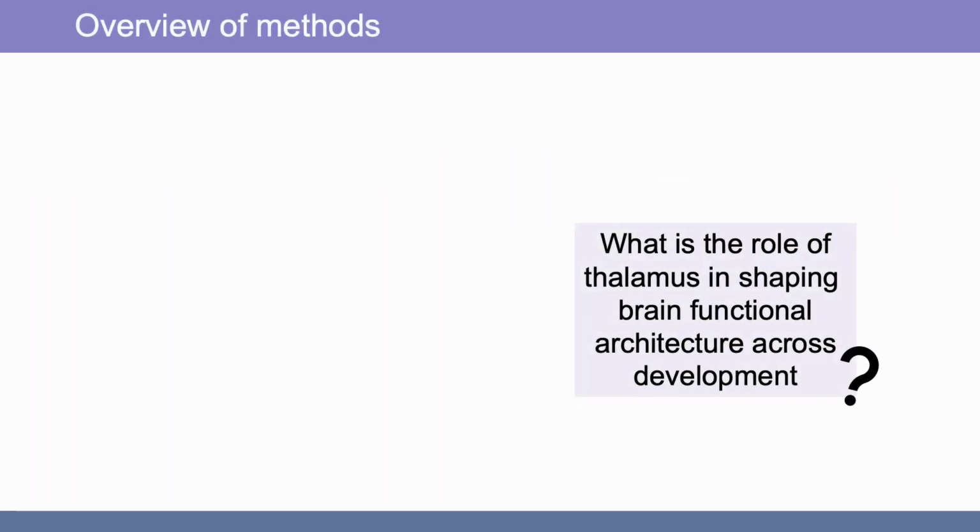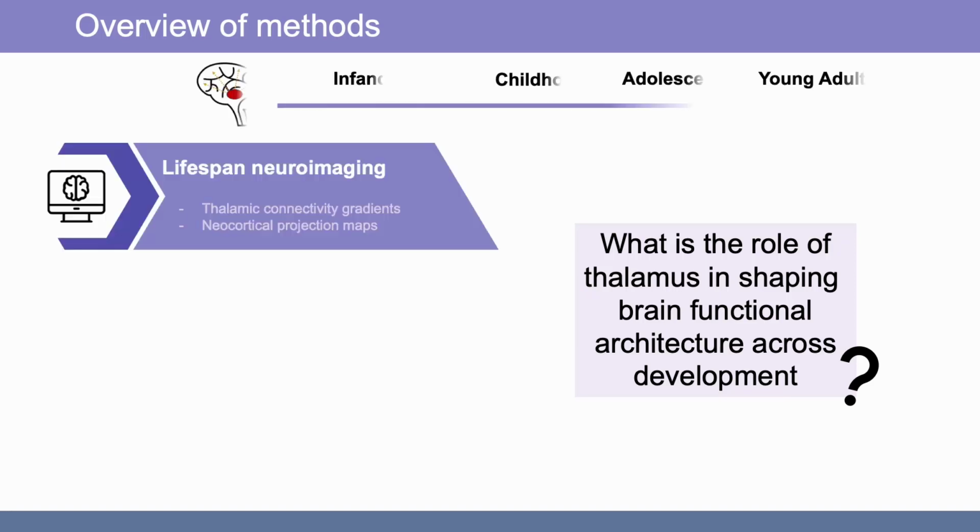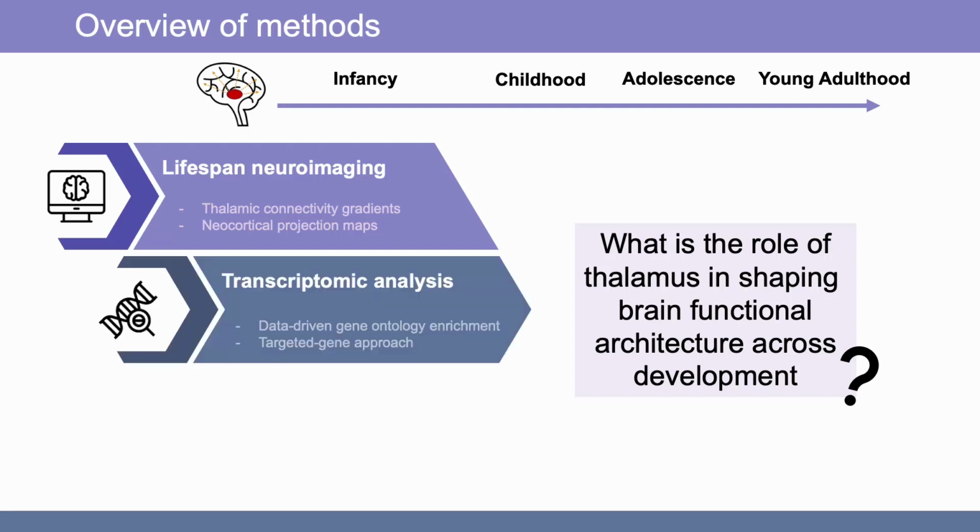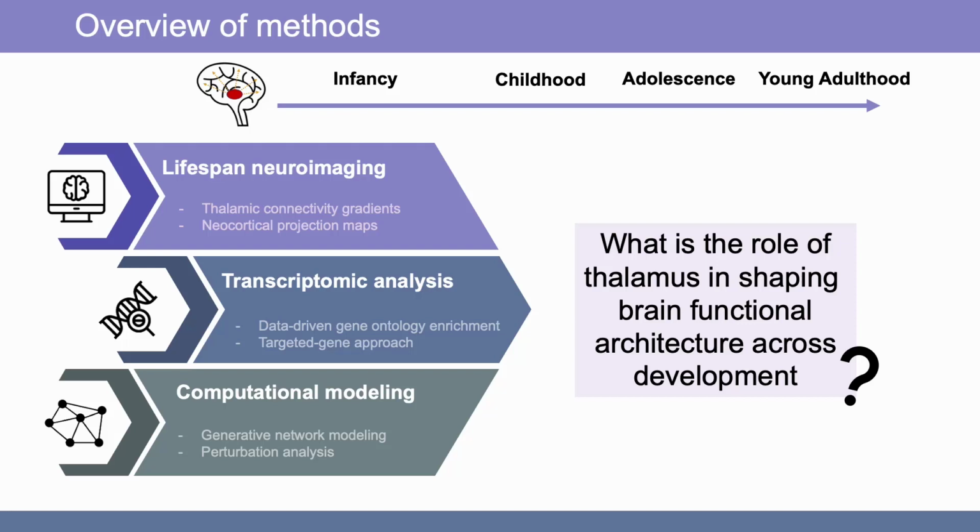I will give you an overview of the methods and strategies that we used in order to answer this research question. First, lifespan neuroimaging, where we utilize dimensional reduction techniques to obtain thalamic connectivity gradients and their neocortical projection maps. Second, genetic transcriptomic analysis was implemented to interpret the neuroimaging results. And finally, we use generative network modeling and a novel perturbation analysis on these models to try to understand the underlying mechanisms of cortical network formation.